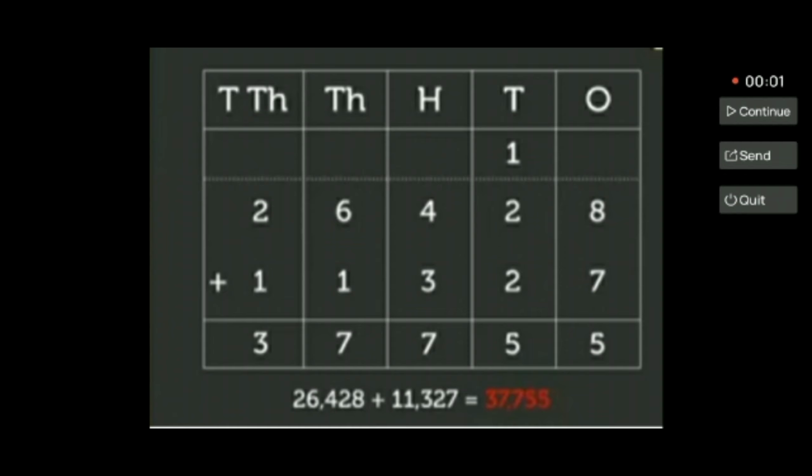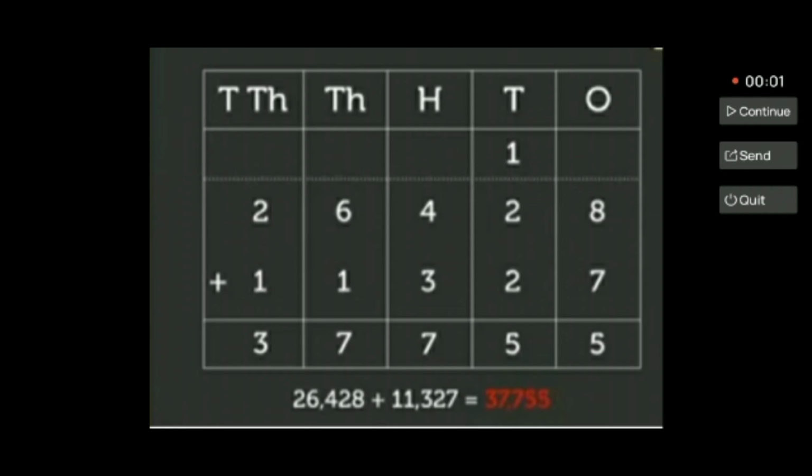Okay. Now look at the ones column. When we add 8 and 7, then we get the number 15. Okay students. Now regroup the number 15. How to regroup? Look at this. 5 we write in the ones column and 1 gets carried over to the tens column. Okay. Now look at the tens place.